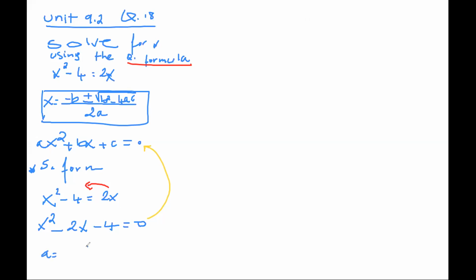So A, what is A? What is B? And what's C? So A is 1. That's right. A is the invisible one. So A is next to the x to the second. The invisible one here, unless you have a different number. So A is 1. What's B? Negative 2. That's right. B is next to the x. So it's negative 2. Finally, C is the number that's by itself. Negative 4. That's right. It will be negative 4.